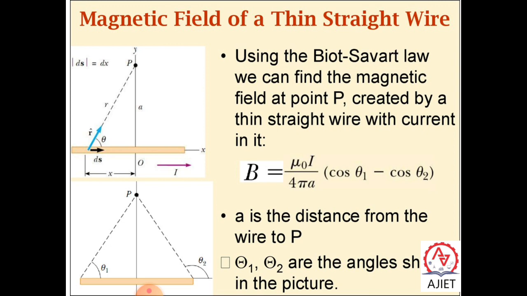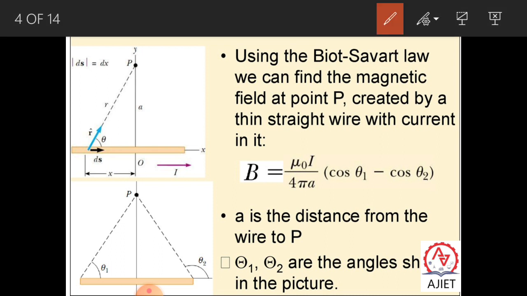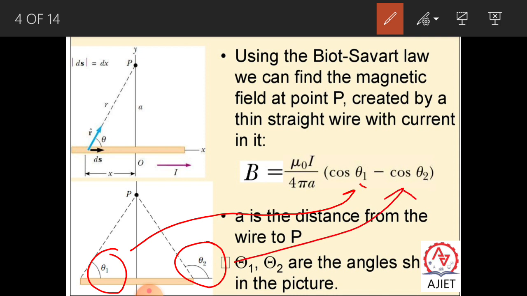Where a is the distance from the wire to P, and theta 1 and theta 2 are the angles shown in the picture. So B is mu naught I by 4 pi a, into cos theta 1 minus cos theta 2. You can see here, this is taken as theta 1 and this is taken as theta 2. If you take that one as theta 1, that angle should be substituted here, and the theta 2 angle should be substituted here. And what is a? a is the distance from the wire to the point P.